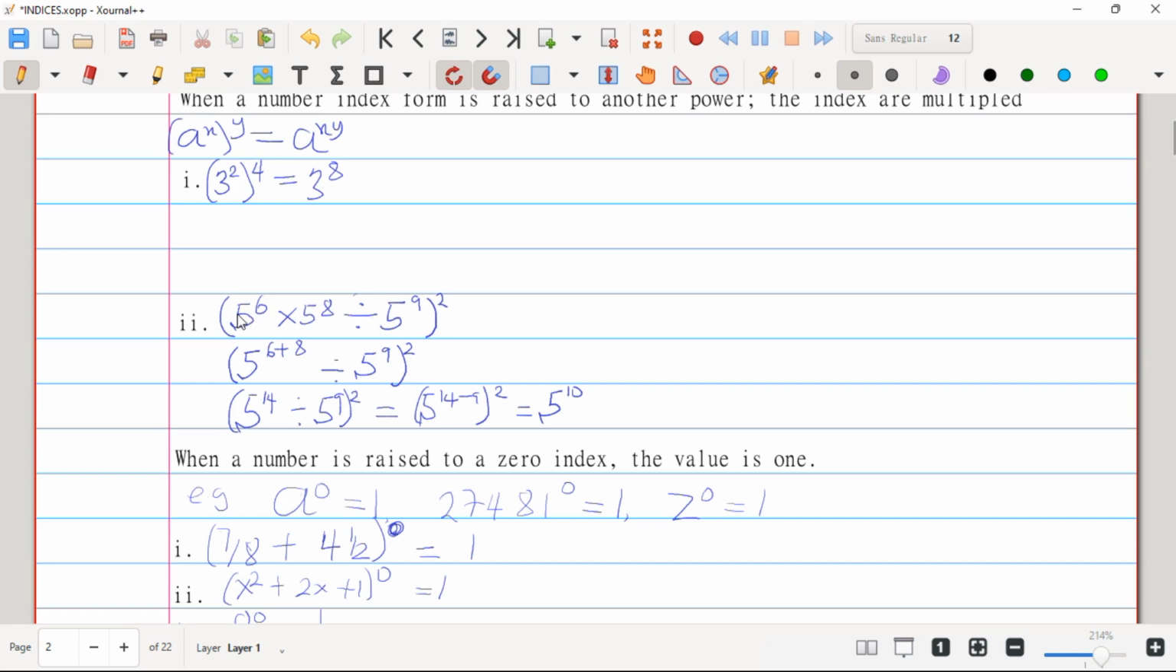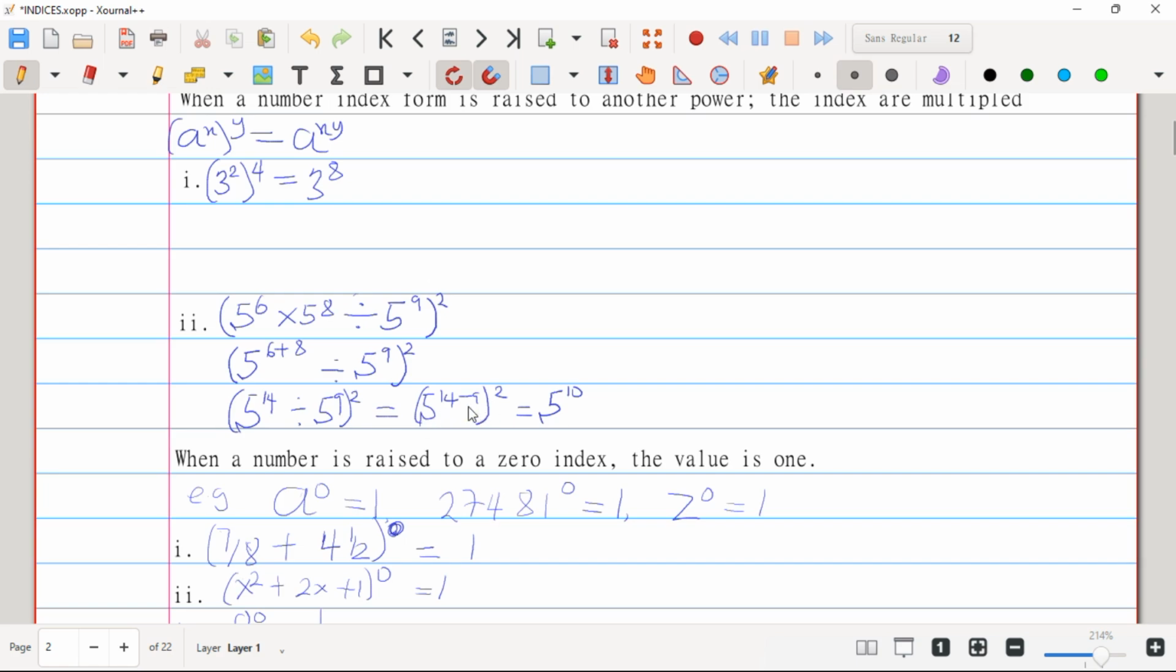So here we are going to have 5 raised to the power 6 times 5 raised to the power 8, which is going to give us 5 raised to the power 6 plus 8 divided by 5 raised to the power 9. Once you are done with the multiplication, we come to the division, and here we get 5 raised to the power 14 divided by 5 raised to the power 9, all squared. Since we are having a division sign here, we are going to subtract as we learned. So we are going to have 5 raised to the power 14 minus 9, as you can see here.